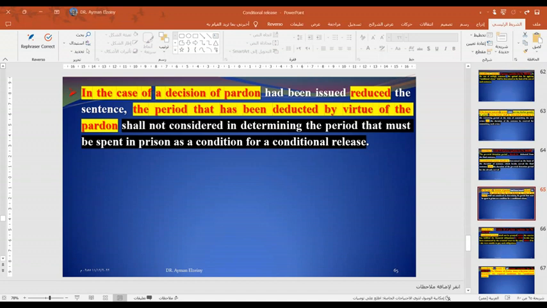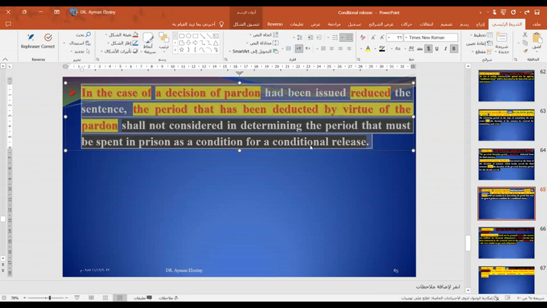In the case of a decision of pardon having been issued that reduced the sentence, the period that has been remitted by virtue of the pardon shall not be considered in determining the period that must be spent in prison as a condition for conditional release.